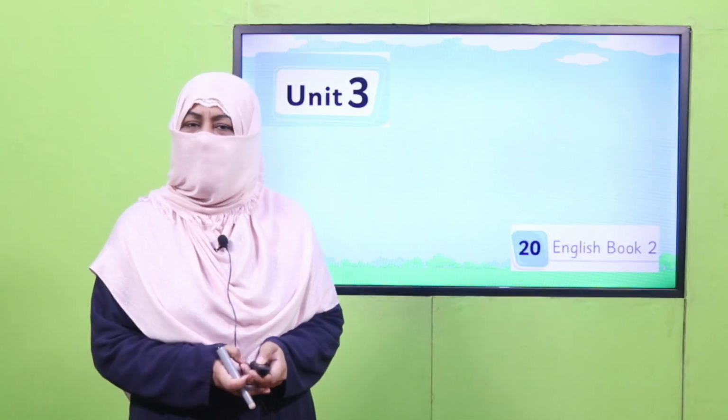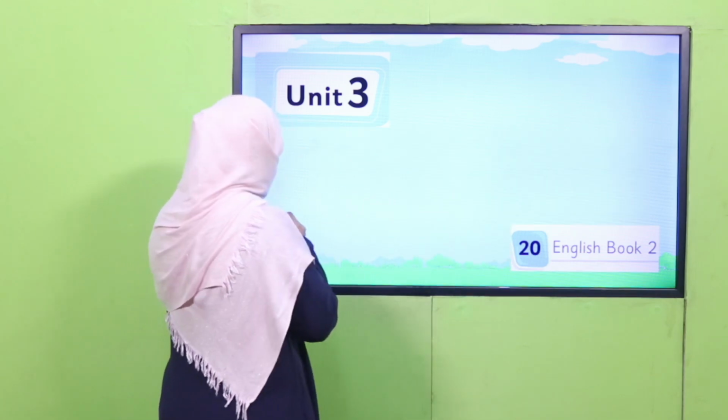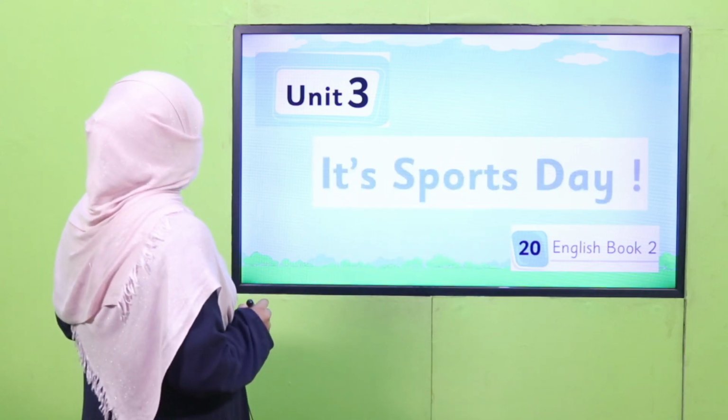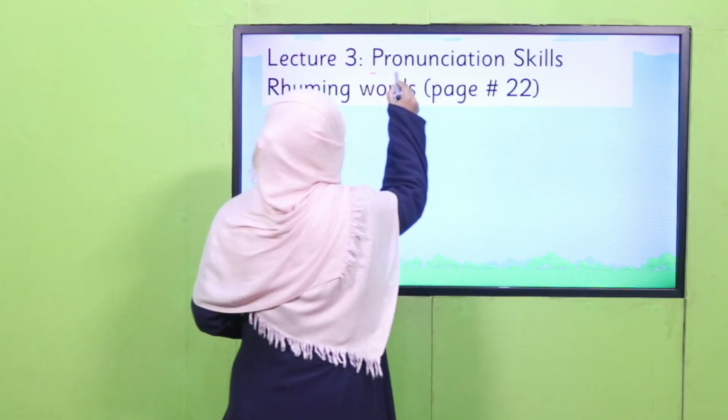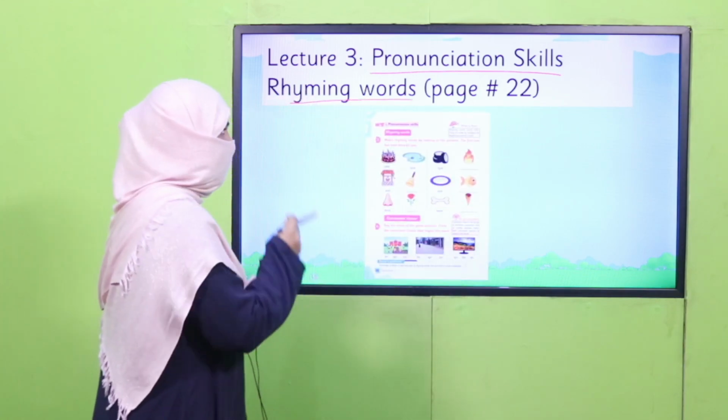We are learning Unit 3. That's a beautiful poem with the title, It's Sports Day. Today is lecture 3 under the pronunciation skills. We'll learn about rhyming words, page number 22 of your book.